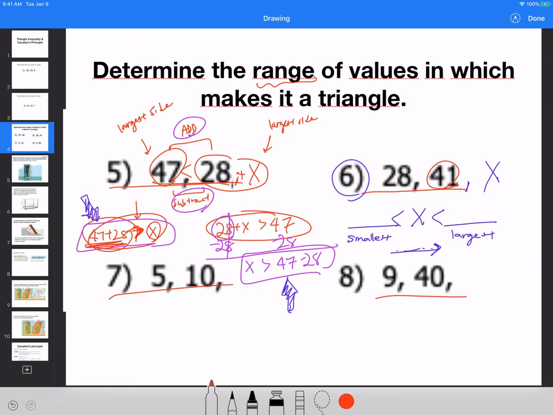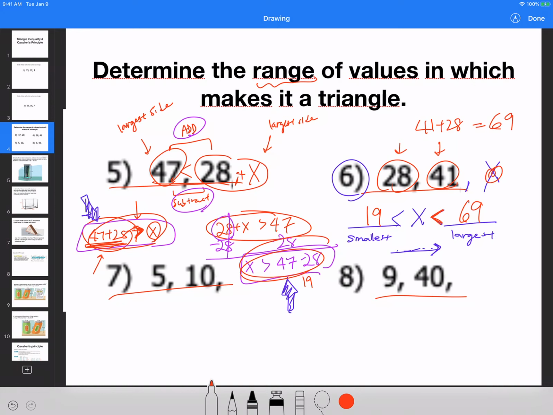So what I'm going to do is take the 41 and add it to 28, which gives you 69. So 69 will be your largest side. Just also, it's bigger than x. Just like how this one, 47 plus 28, was bigger. Now the other part, the smallest part, really comes from there. 47 minus 28, which becomes 19, of course. And the smallest length possible between these two, 28 and 41, is going to be 19.